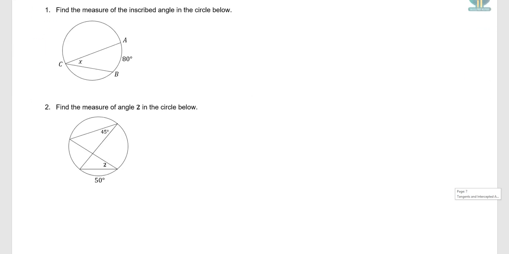And next we have these exercises. Please pause the video, work on these, and come back for the solutions. Find the measure of the inscribed angle in the circle below. So this is the intercepted arc AB. It has a measure of 80 degrees, and this is angle X. The angle will be half of the measure of the intercepted arc, which is 40 degrees. Very straightforward.